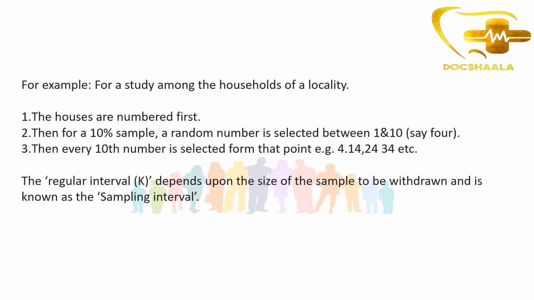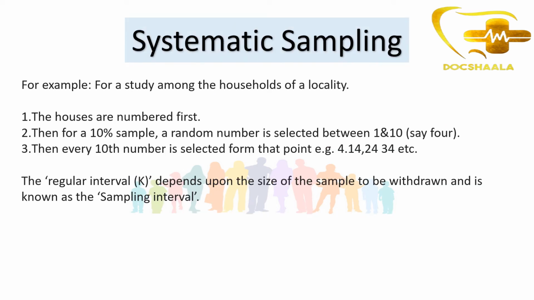Okay. Then coming to the example, for a systematic study among the households of a locality, what we do is first number the houses, then 10% of the numbered houses are taken and a random number is selected from between 1 and 10. Then every 10th number is selected from that point. For example, if they have taken number four, from there every 10th number is taken, that is 14, 24, 34, etc. So we can observe that a regular interval has been taken, right? This depends upon the size of the sample to be withdrawn and is known as the sampling interval.